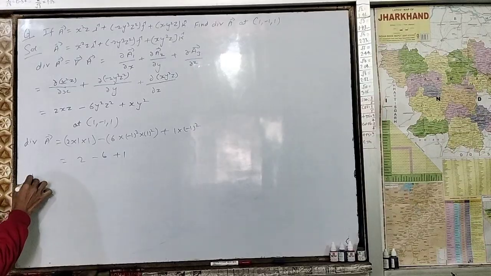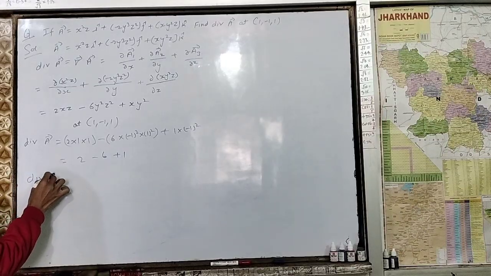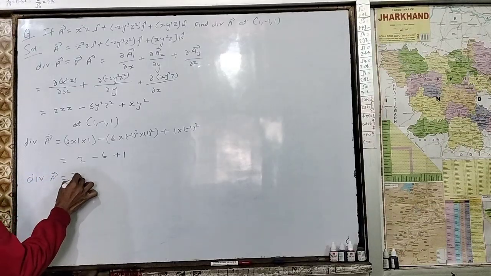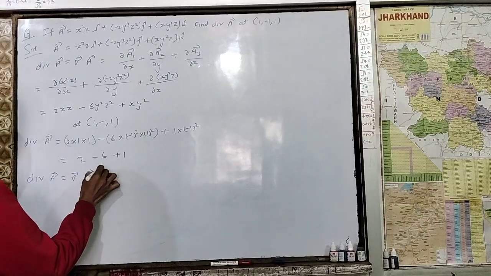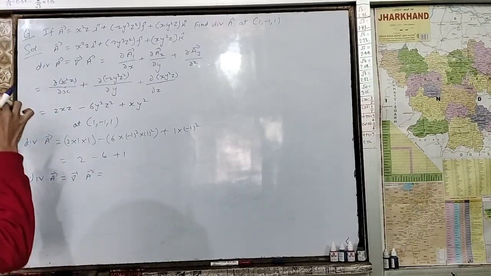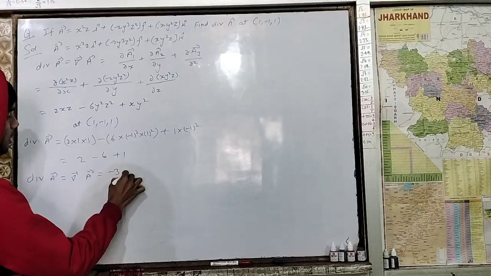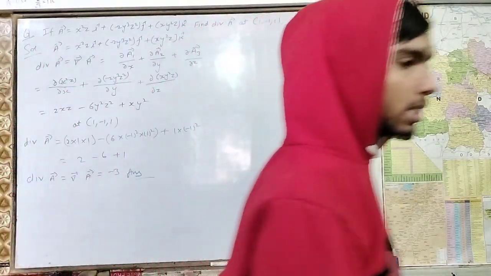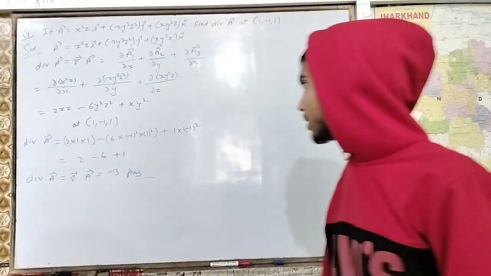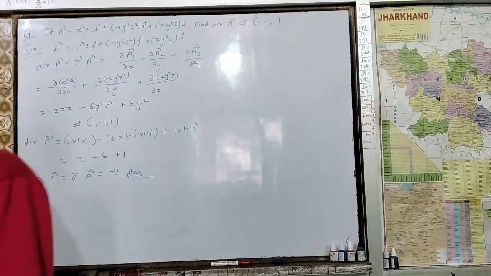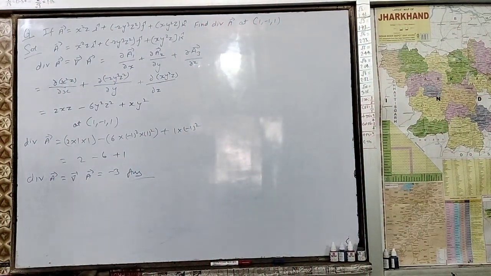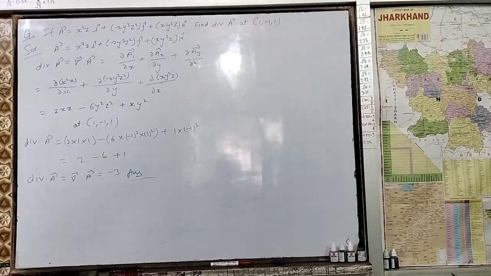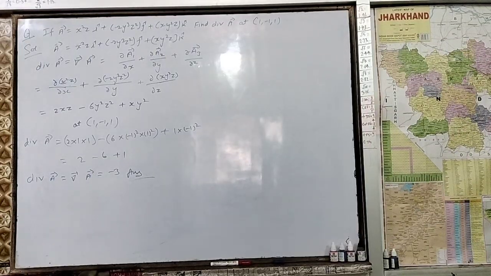So finally we have del operator dot A vector equal to 3 minus 6, which will be minus 3. This is our magnitude, which is a scalar quantity. Remember, this is a scalar quantity. Clear? This is what the question was asking: divergence of a vector whose values were given, and the answer came out as minus 3.